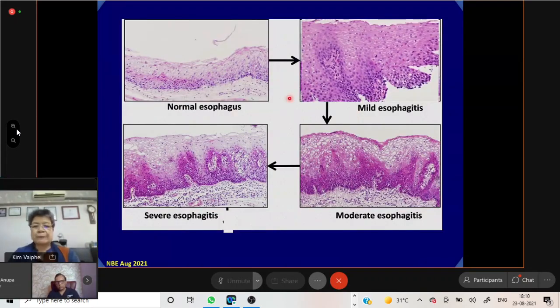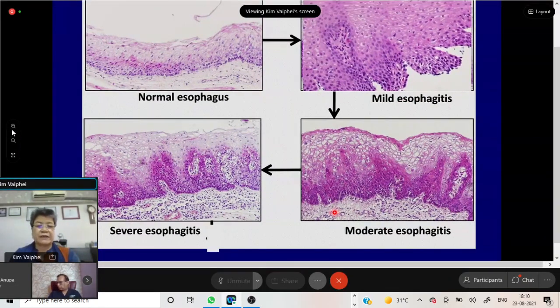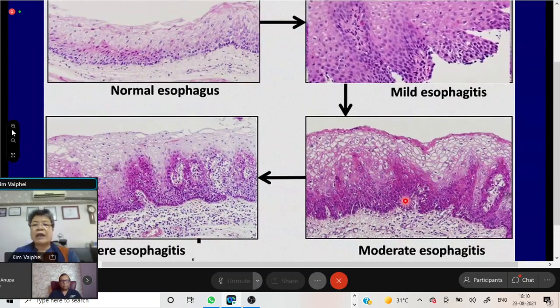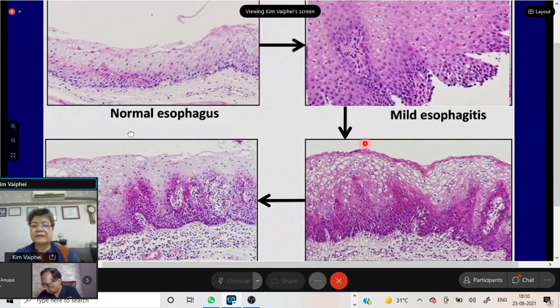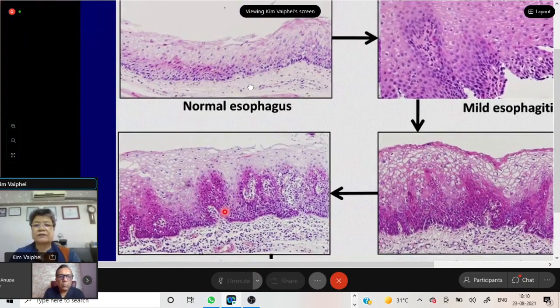And now coming to the criteria of mild esophagitis, moderate esophagitis, and severe esophagitis. Sometimes it may be mentioned in the report that there are mild changes of reflux esophagitis, or moderate changes of reflux esophagitis, or severe esophagitis.